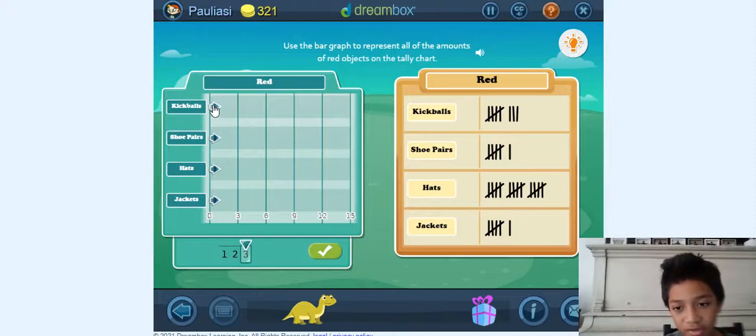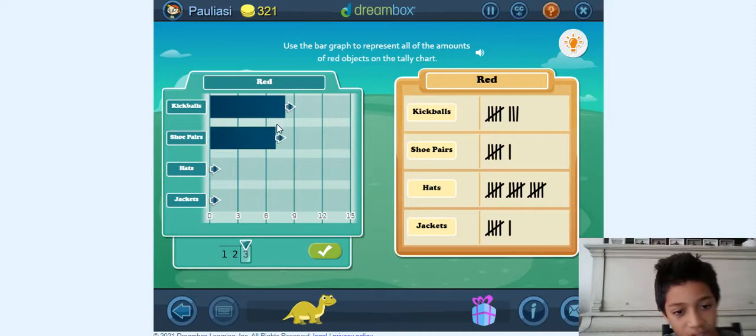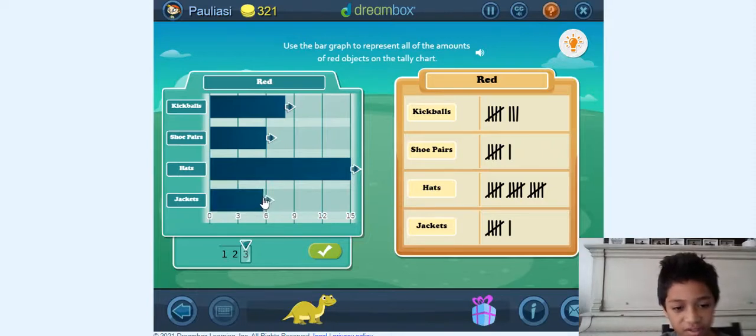How many kickballs are there? There are 8. So 8 is right here. Then how many shoe pairs are there? There are 6. That would be right here. Then how many hats are there? There are 15. So that would go to this. And how many jackets are there? There are 6. So we would go to this. Check mark.